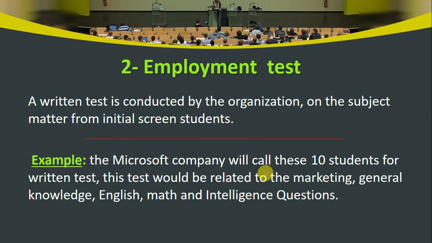The Microsoft company will send the students for the written test, and this would be related to marketing, general knowledge, English, math, and intelligence questions.